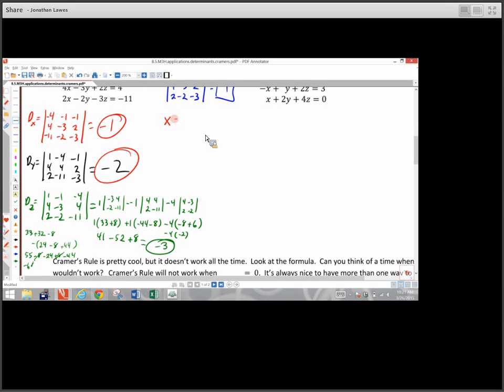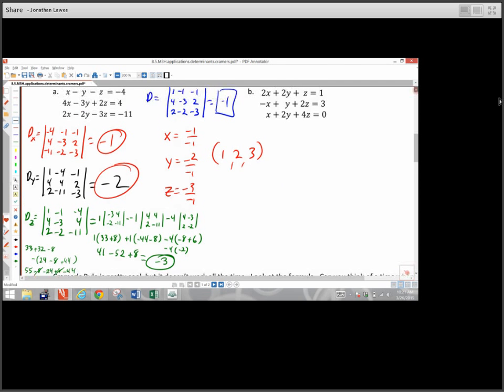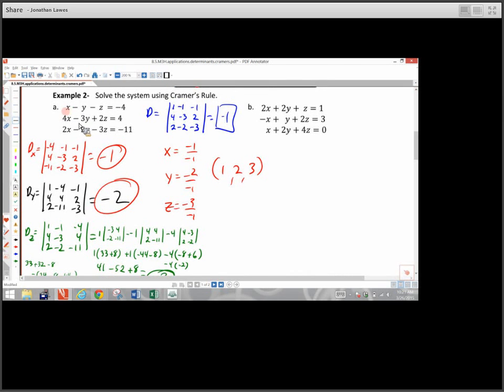That means x is -1 over -1, y is -2 over -1, and z is -3 over -1. Okay, so what's our answer? What's our ordered triple? 1, 2, 3. Now let's double check. If you put in a 1 minus a 2 minus a 3, that would be 1 minus 5, that would be -4, right? This would be 2 minus 4 minus 9. Does that work? Yep. Got it right. Any questions?